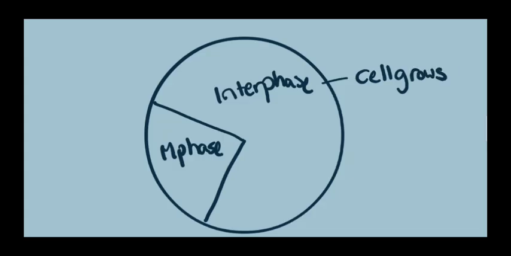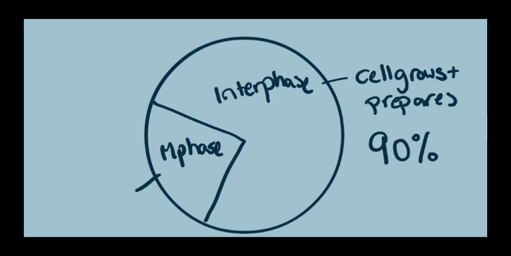The cell cycle is an ordered sequence of events that a cell goes through as it grows, copies its DNA, and divides into 2 new cells. The 2 major parts are interphase, where the cell grows and prepares, and cell division, where the cell actually splits. Most of a cell's life, about 90%, is spent in interphase.